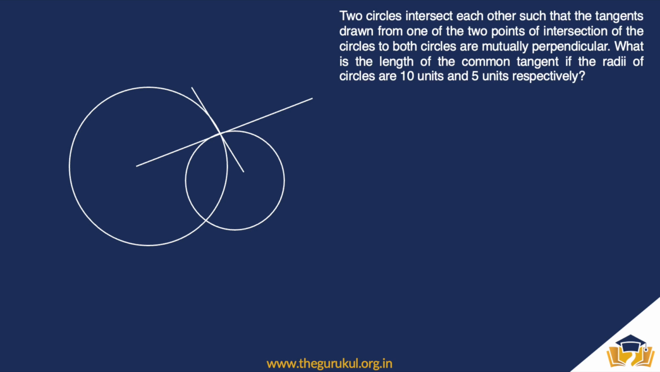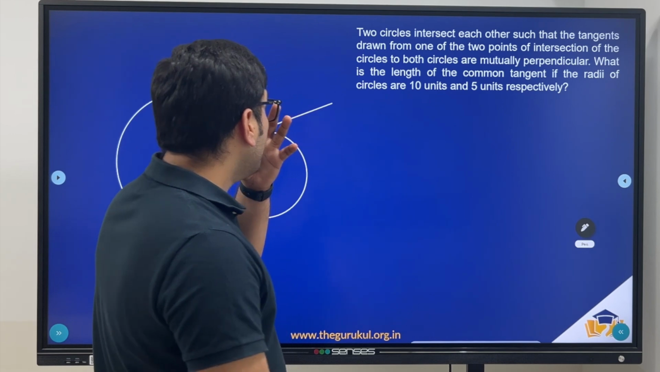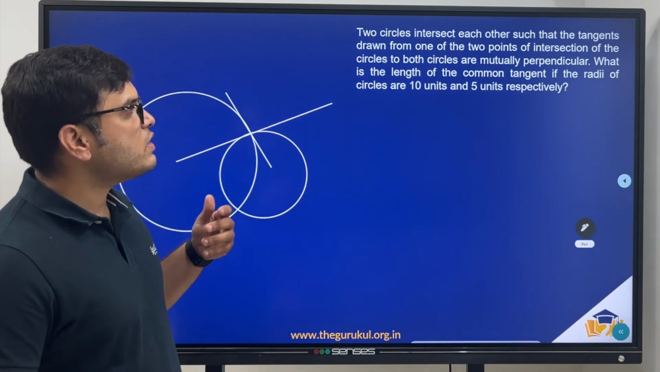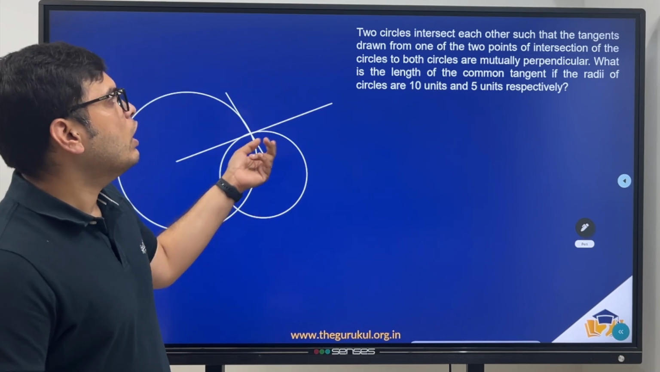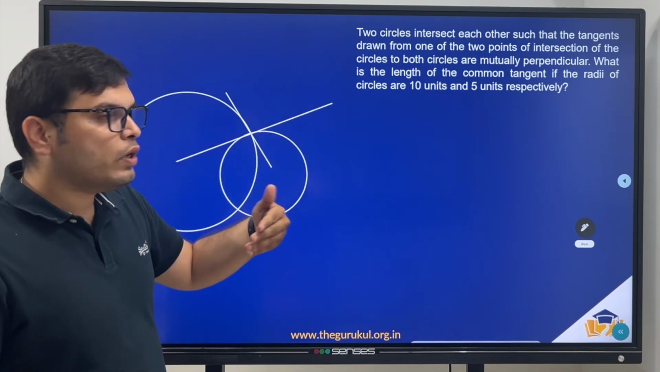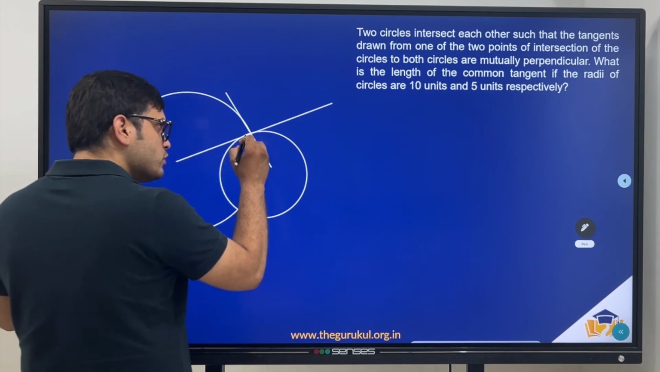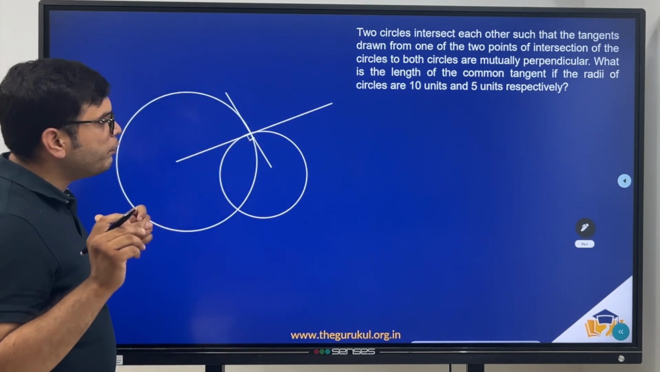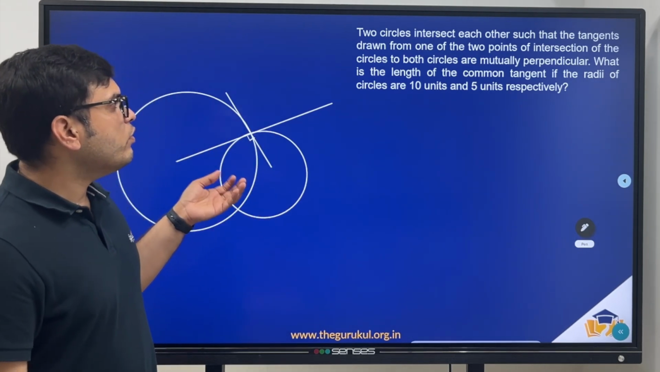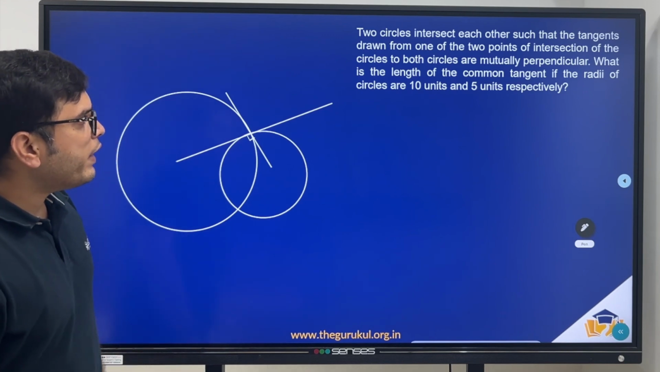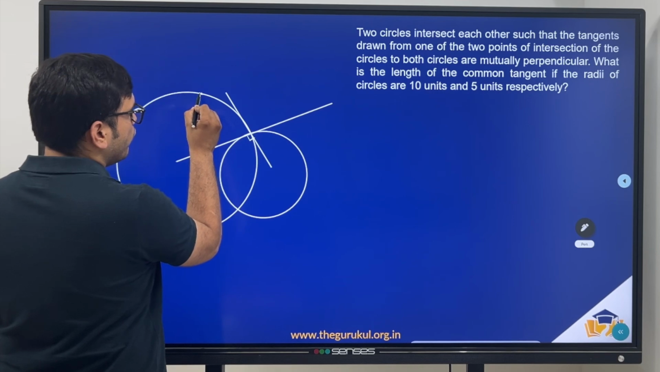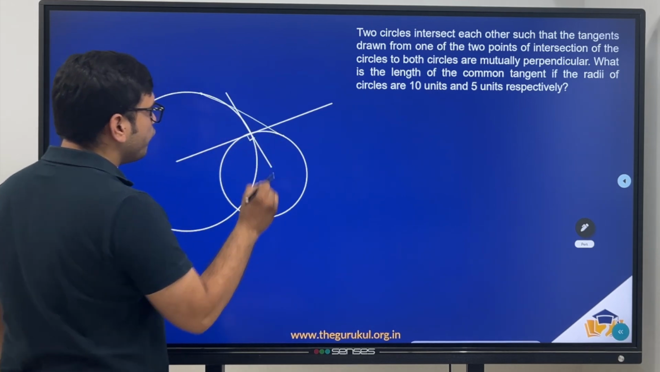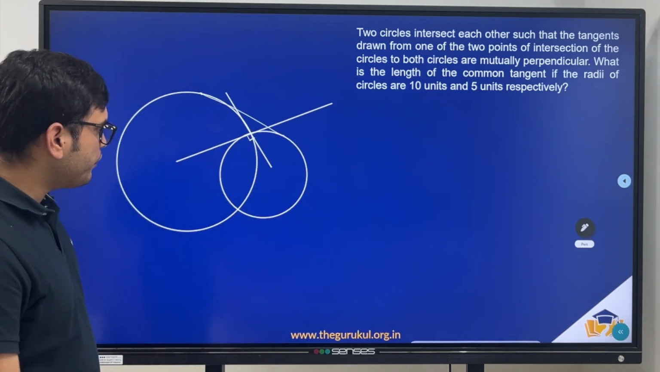Now coming to the next question. Two circles intersect each other such that the tangents drawn from one of the two points of intersection of the circles to both the circles are mutually perpendicular. Now these are the two tangents which are perpendicular to each other. What is the length of the common tangent if the radii of the circles are 10 units and 5 units respectively? So we are asked to find the length of the direct common tangent, right?